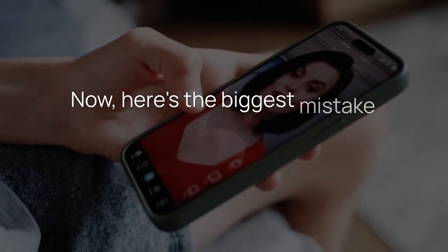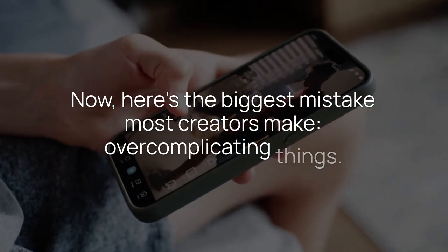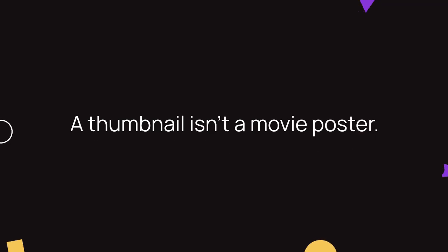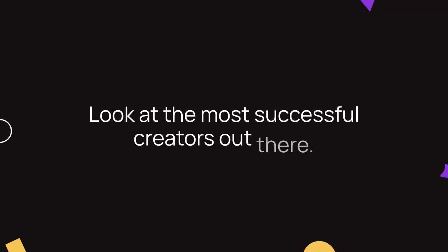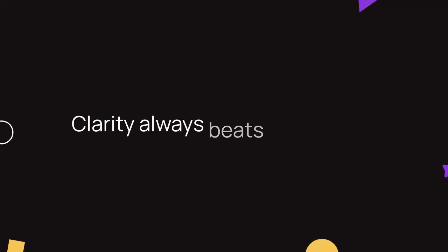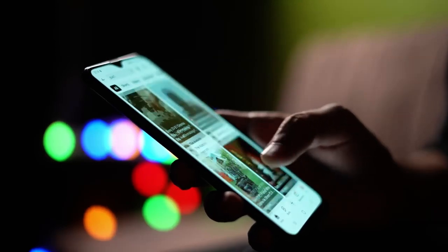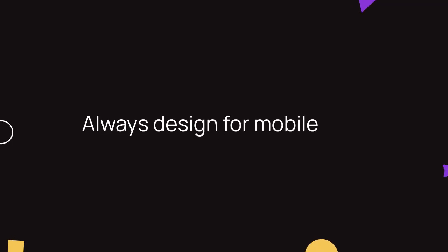Now, here's the biggest mistake most creators make: overcomplicating things. A thumbnail isn't a movie poster, it's a visual headline. You want one clear focal point, bold and readable text, and a background that doesn't distract. The less clutter, the more likely someone is to click. Look at the most successful creators out there. Their thumbnails usually feature a single face, a strong emotion, and a simple message. Clarity always beats complexity. And don't forget, most people are watching on their phones. If your thumbnail isn't readable at a tiny size, it won't work. Always design for mobile first.